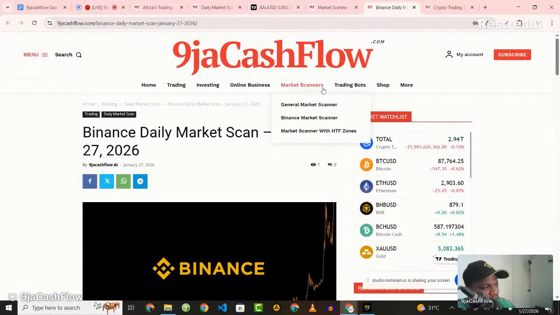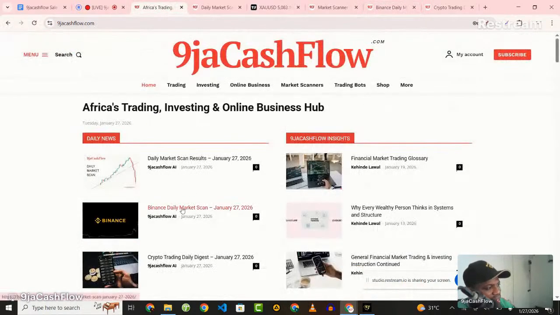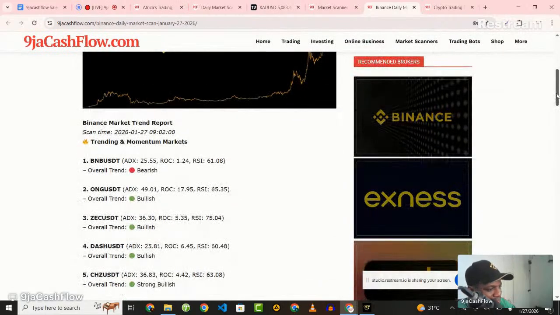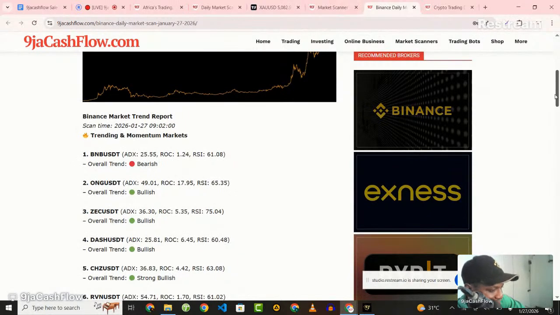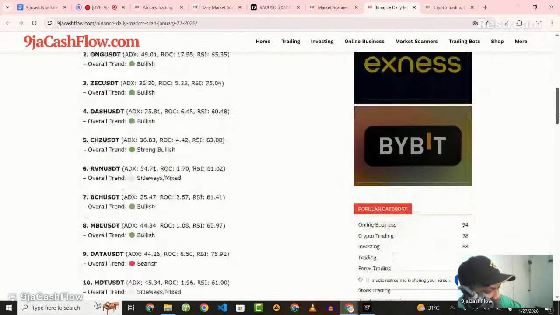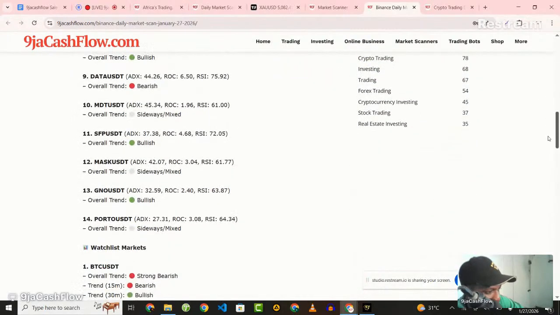So let's also look at our Binance. If you come to Market Scanner, click on Binance Market Scanner, or click on the Binance Daily Market Scanner. Let's check what we have for other crypto. BNB is currently trending. That means if we see a sell setup on BNB, it's good to take it. Dash is also trending where it's bullish. ZEC, that's Zcash, a privacy coin, is also bullish. BCH is bullish, and all these are trending markets. They are moving fast. You won't waste time on them.